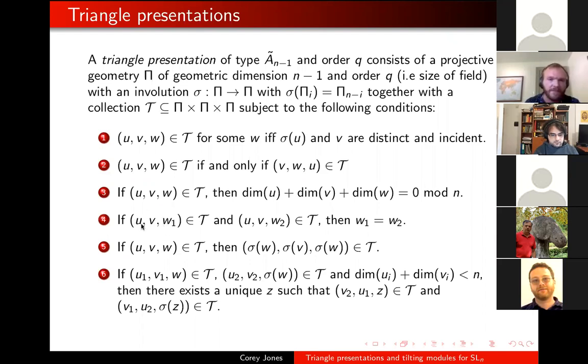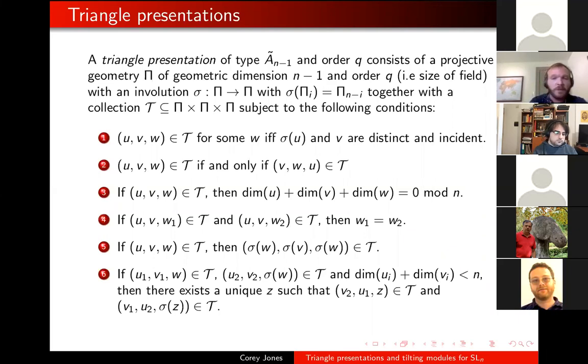So it's kind of if there's u, v, and w1 and u, v, and w2, well, w1 and w2 have to be the same. And then this says that if I reverse the ordering of everything and apply sigma, that also has to be in T. So T is closed under this operation of reversing the order and applying sigma.